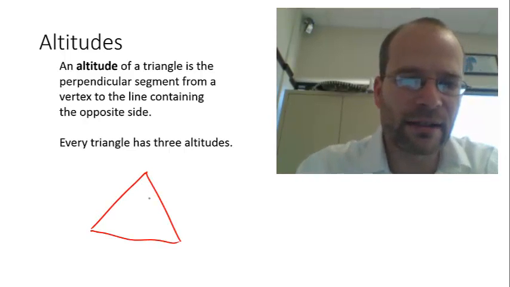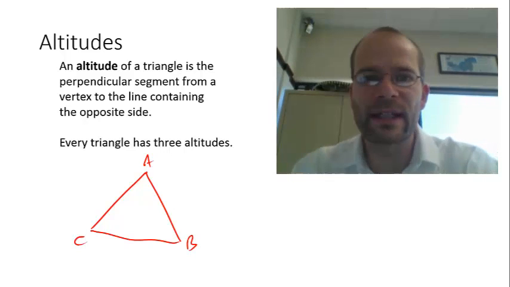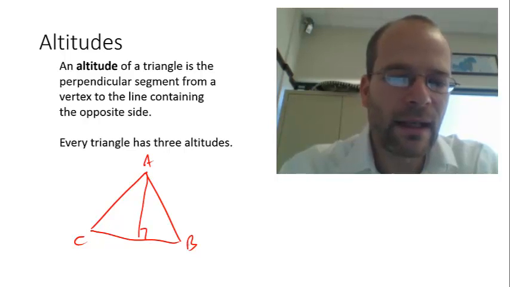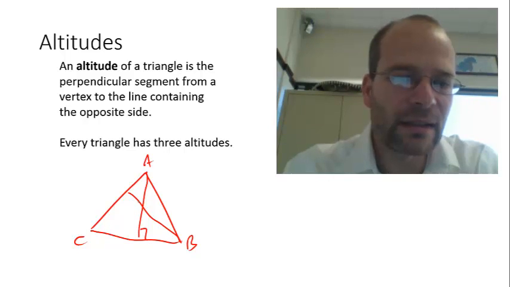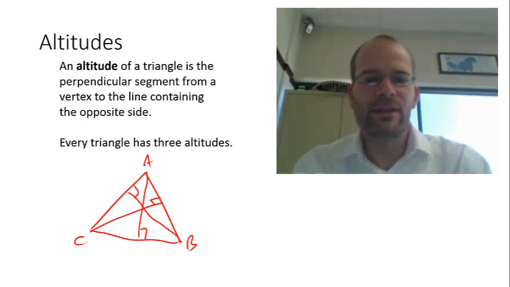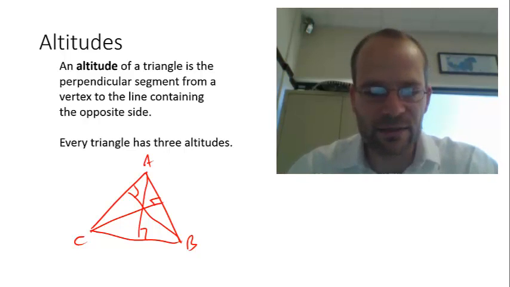Here's an acute triangle. We'll call it ABC. Those seem to be the default letters. And the altitude to A would be here. Altitude to B is here. And the altitude to C, of course, would be right here. Notice again, every triangle has three altitudes. Doesn't matter if it's obtuse, right, acute, makes no difference whatsoever.